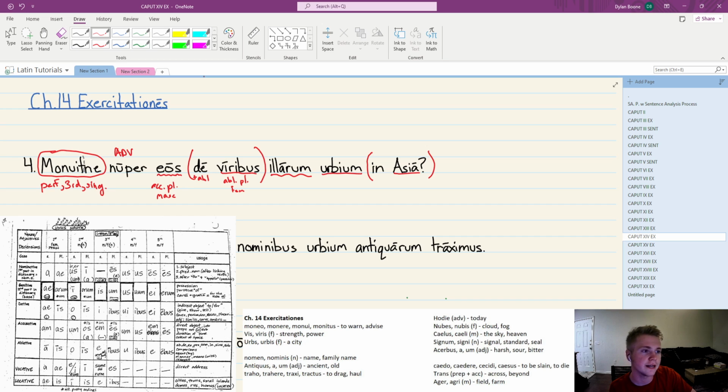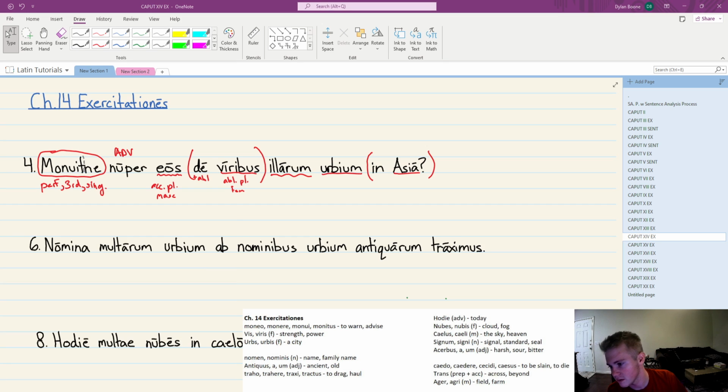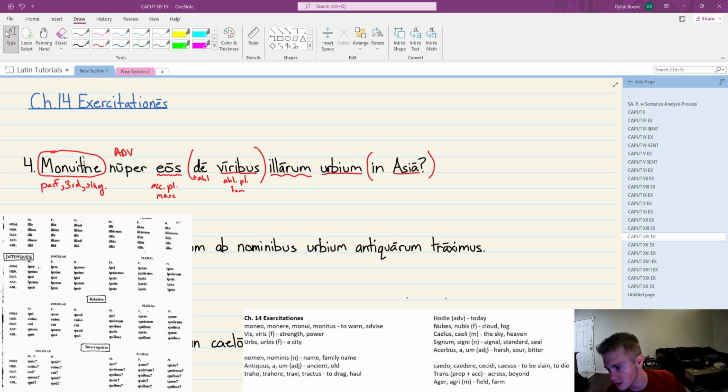Keep going. Illarum, just like eos, is one of the plural endings on the demonstrative pronouns. You can see that this is a genitive plural feminine, but I'll pull it up for you just to have. So top, I think, on this sheet for you. But you'll find that this is a genitive plural feminine demonstrative pronoun, for those, right?